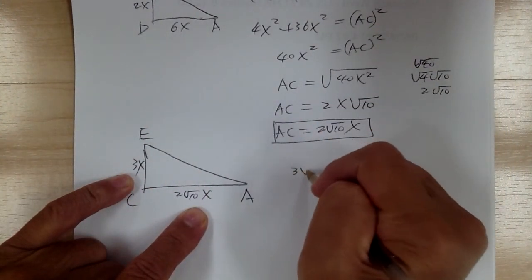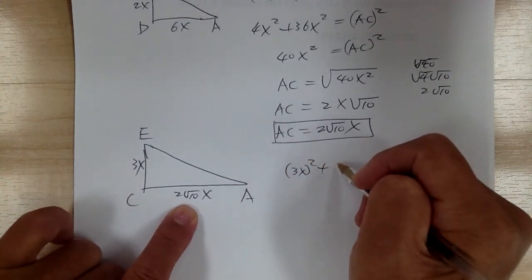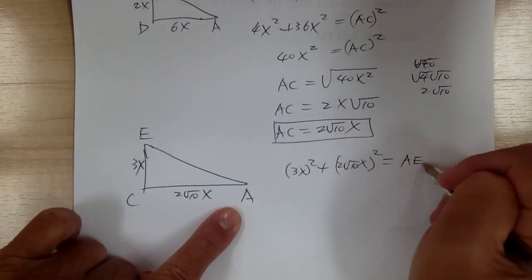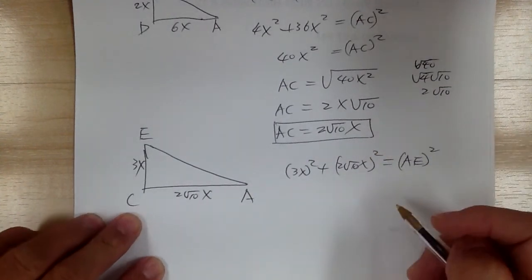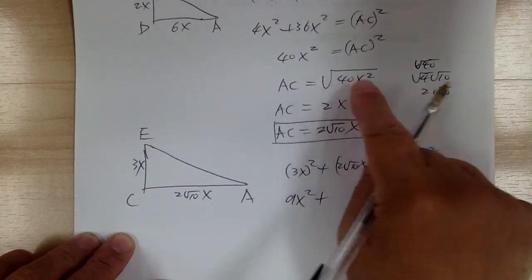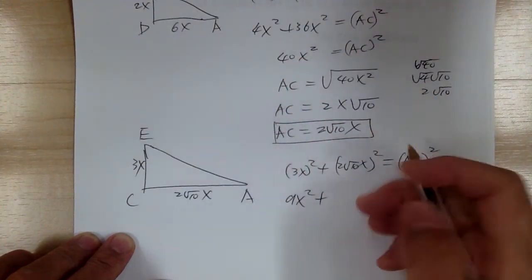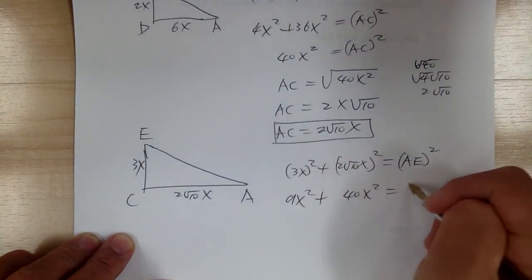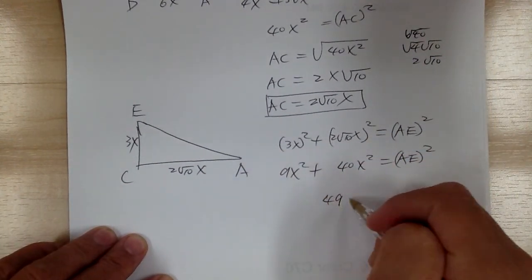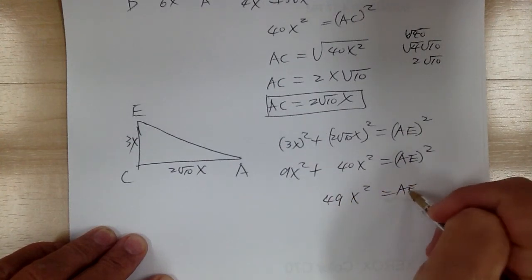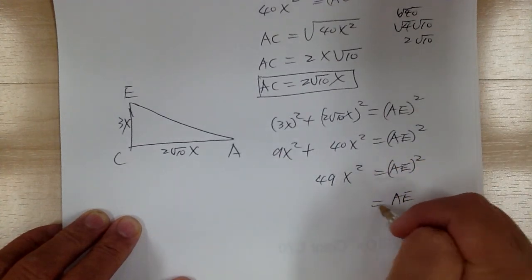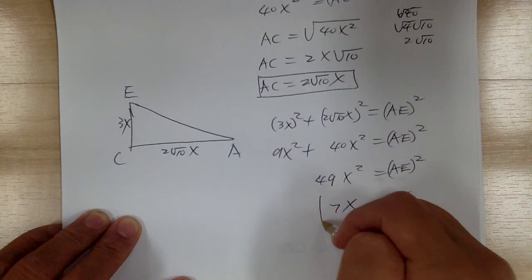Okay, so to find AE, I can use the Pythagorean theorem. So you're going to get a squared plus b squared equal to AE squared. Okay, so can you square that? You get 9x squared plus, now this one we got from here, right? The square is actually this, right? So it's 40x squared equal to AE squared. You add this together, you get 49x squared equal to AE squared. So take the square root. So AE, the square root of that, would be 7x. And that's it.